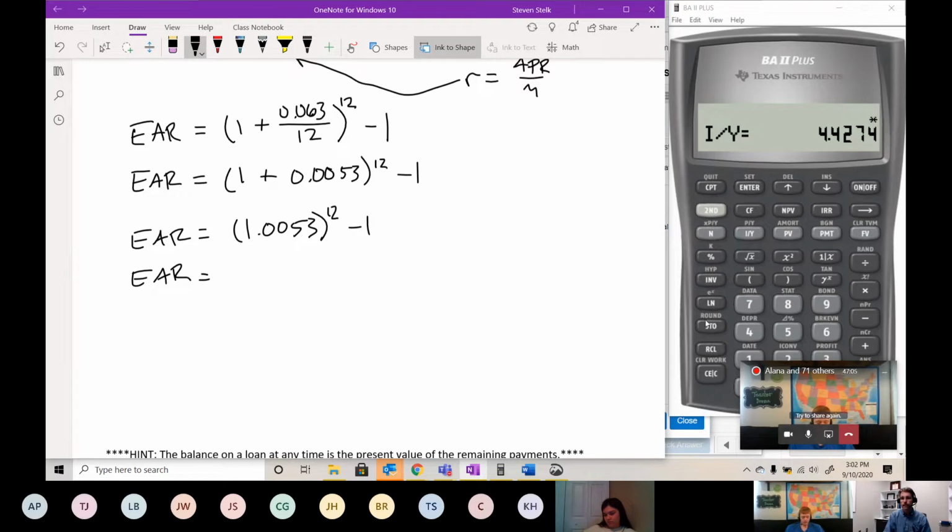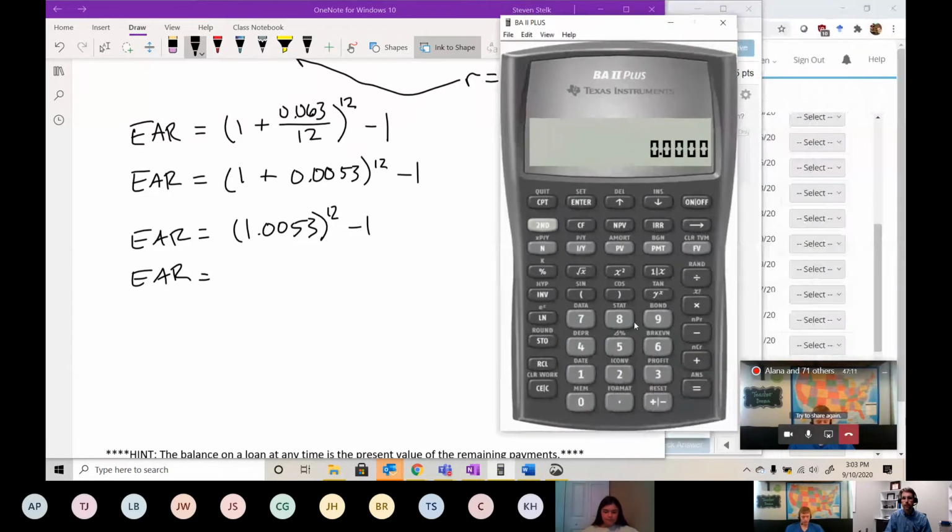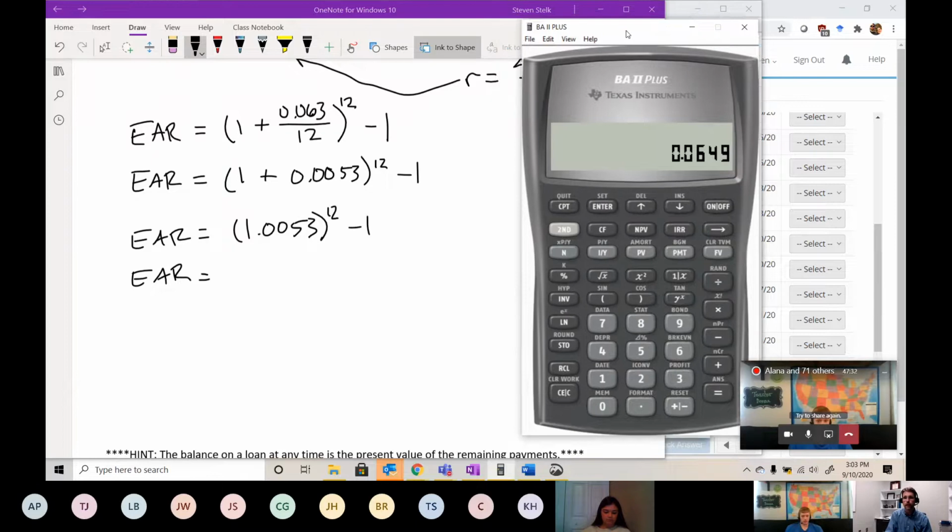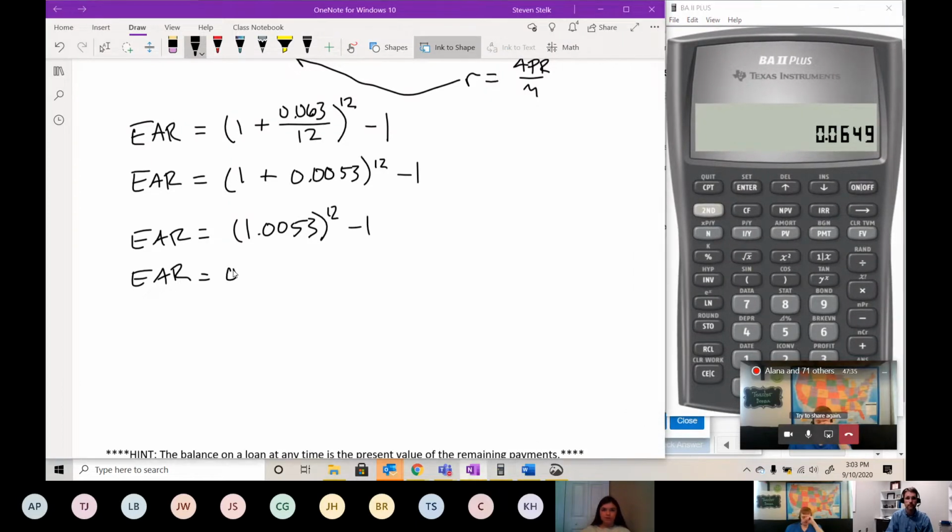I think I remember that, but let's type it in just in case. 0.0649. Or if we're going to write that in percentage format, that's 6.49%, and that is per year.